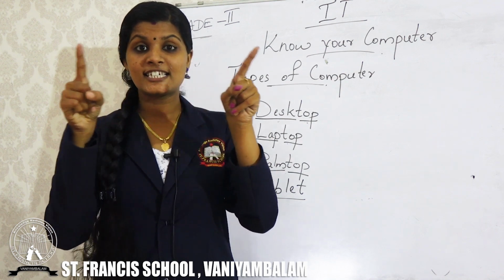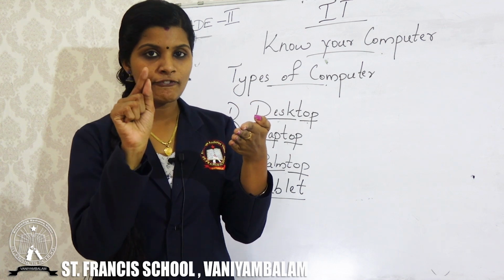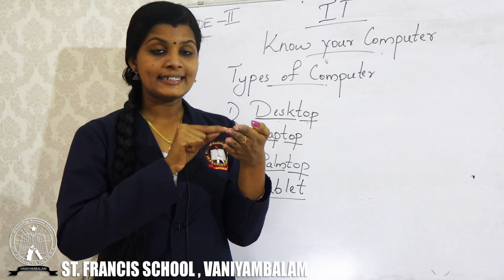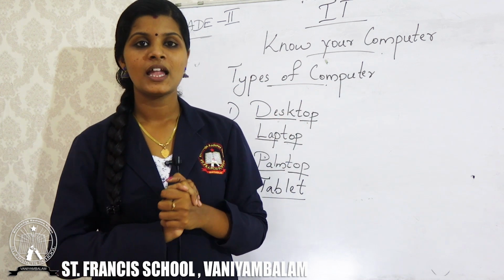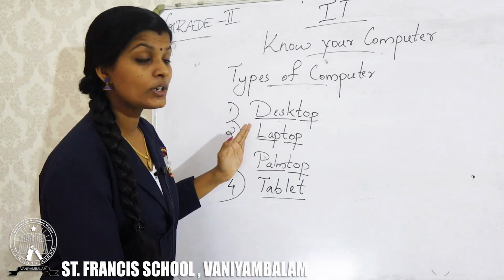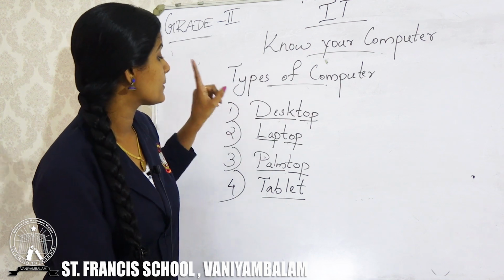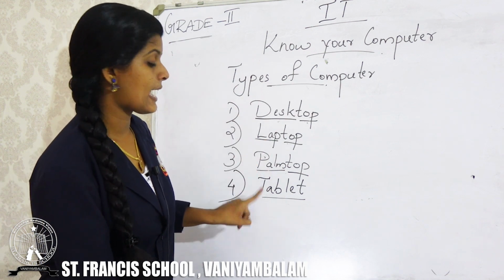Tablet means it is a touch screen. In that touch screen, using your finger, you can touch what all things you need to do. You can touch it and you can do your work very easily. So these are the 4 types of computer. Which is the first one? Desktop, laptop, palm top, and tablet.